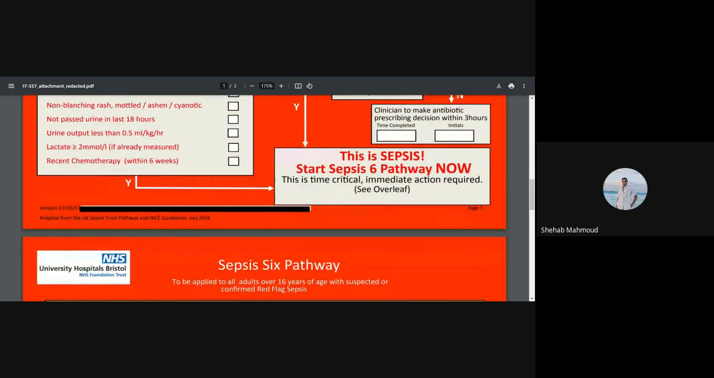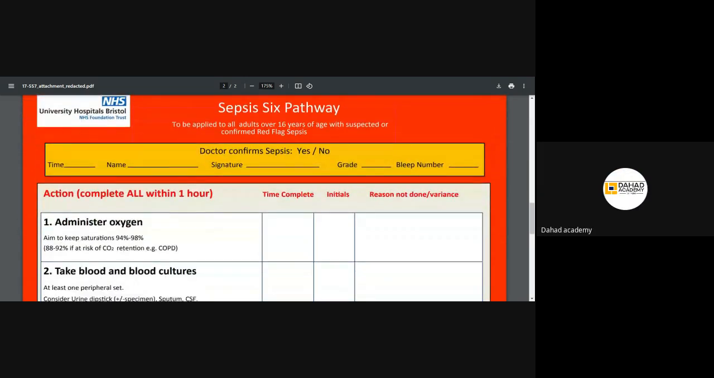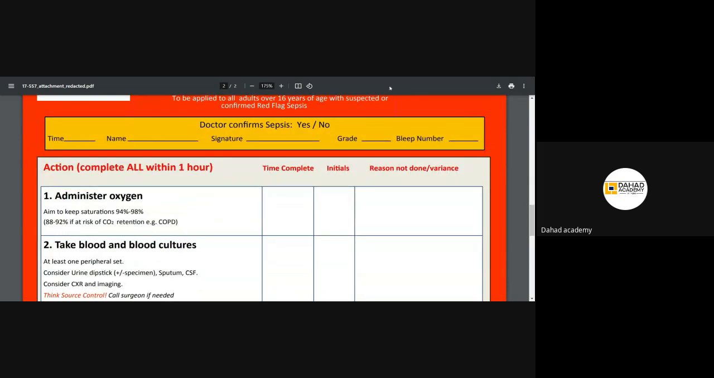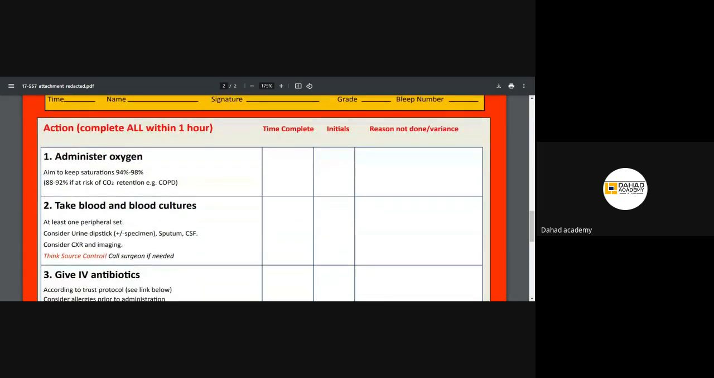Good. So if the patient has sepsis and you tick this box, you should keep the oxygen more than 94%. Apart from the patient who has type 2 respiratory failure, whose oxygen saturation needs to be on scale 2, which is 88 to 92.